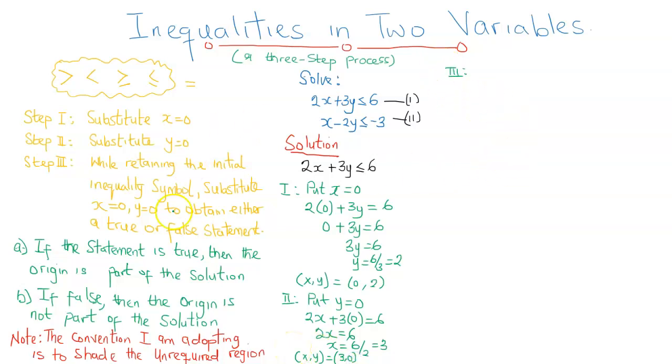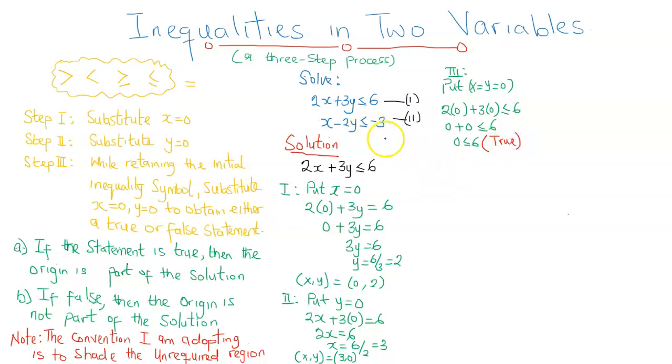The third step is to substitute x equal to 0, y equal to 0 into the equation while retaining the inequality sign. So I'm going to substitute x equal to y equal to 0, and that's going to be 2 bracket 0 plus 3 bracket 0. Now we are retaining this inequality symbol, less or equal to 6. 2 times 0 is 0. 3 times 0 is also 0, less or equal to 6. So this is 0 less or equal to 6. And we would see that this is a true mathematical statement. 0 is less or equal to 6.